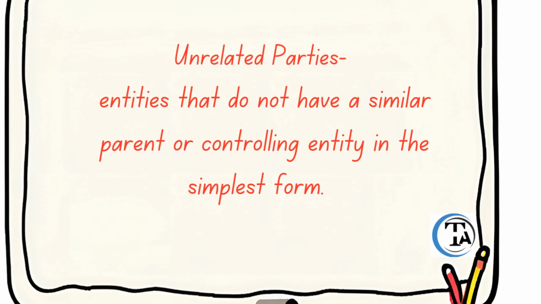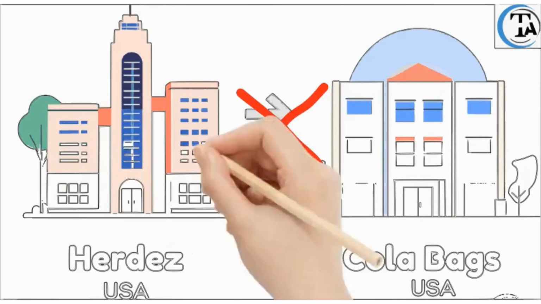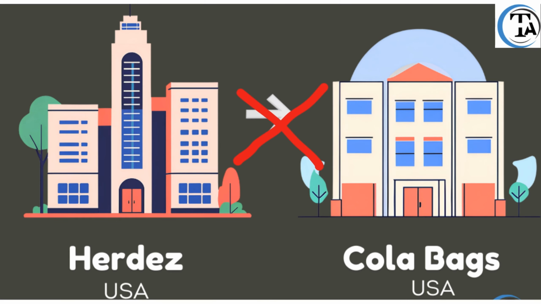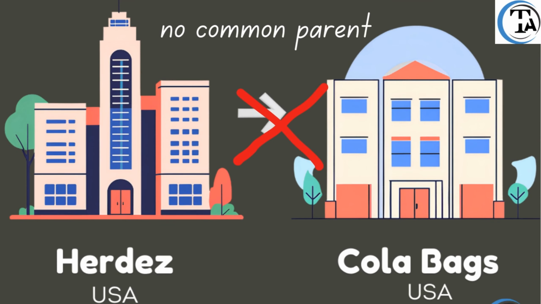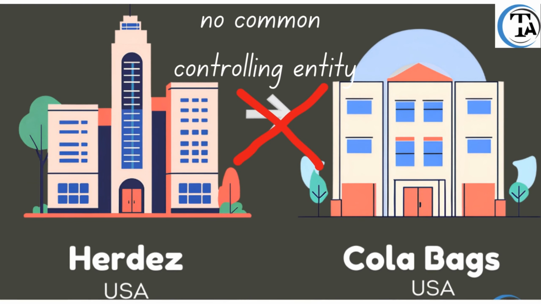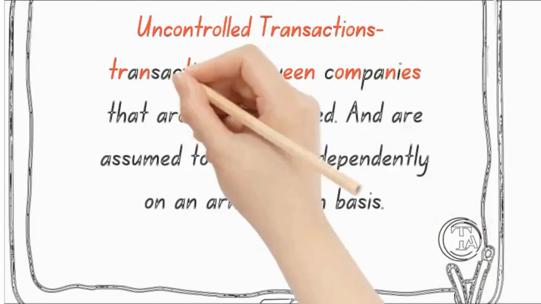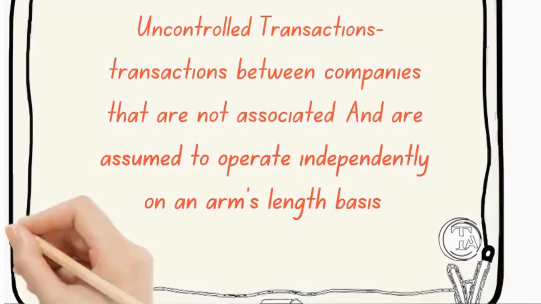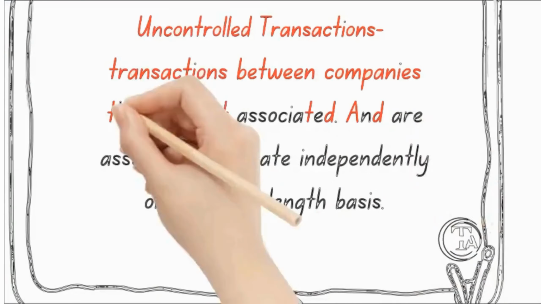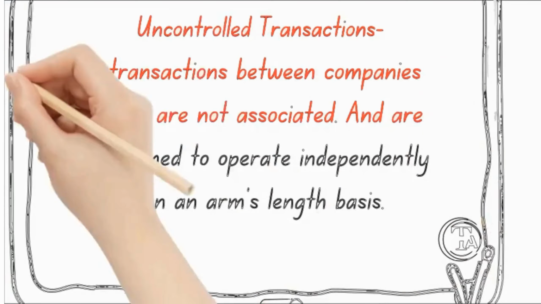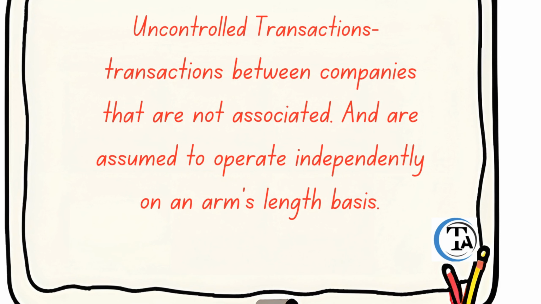For instance, here on the screen, we have Herders USA and Cola Bags. So Herders USA and Cola Bags are two different companies. They do not have a parent entity or controlling entity that controls them. They are not related at all. So that's going to take us to the next point, which is uncontrolled versus controlled transactions. Uncontrolled transactions are transactions between companies that are not associated, like I mentioned before, and are assumed to operate independently on an arm's length basis.